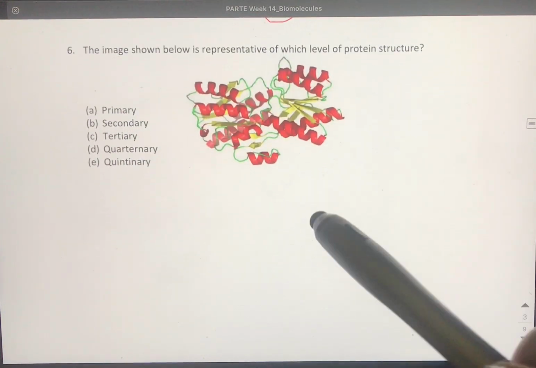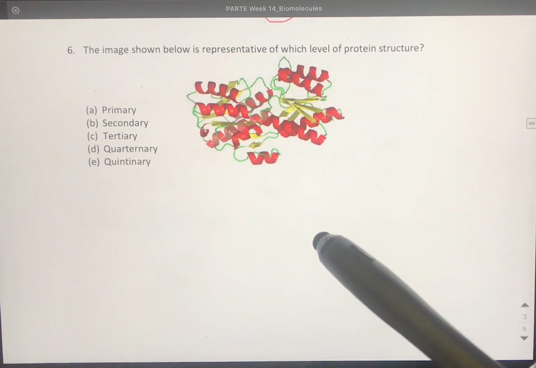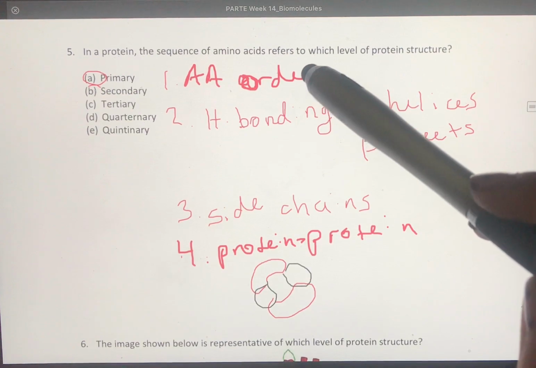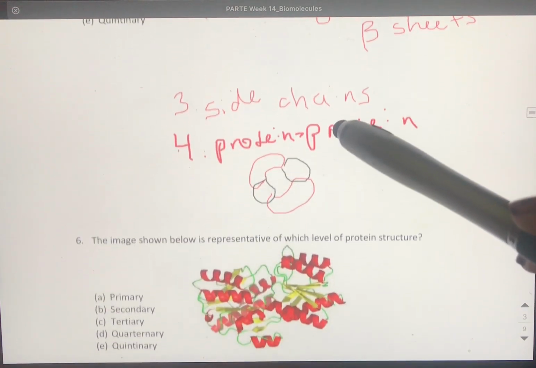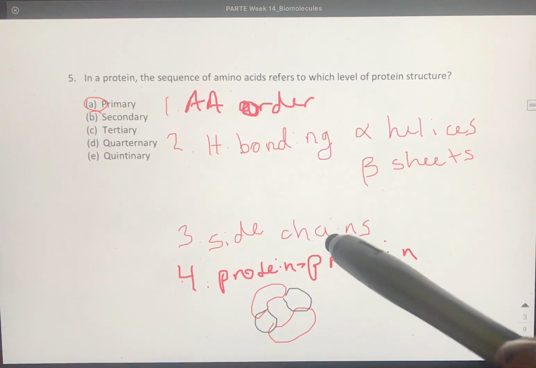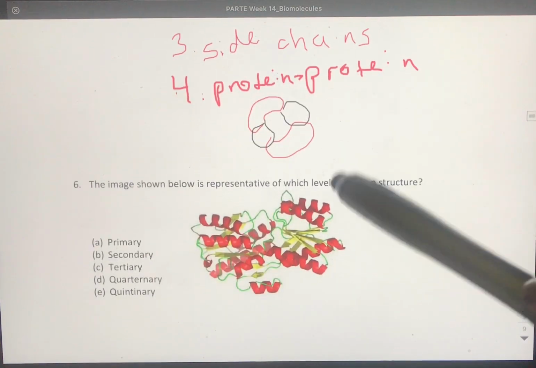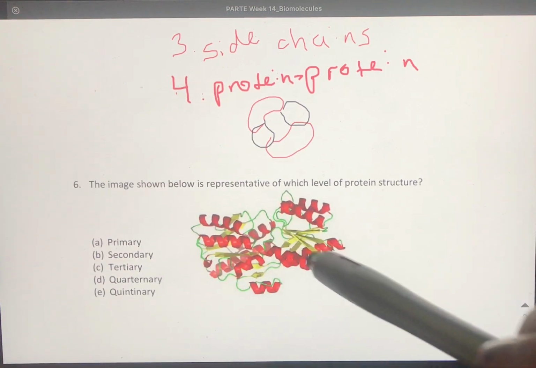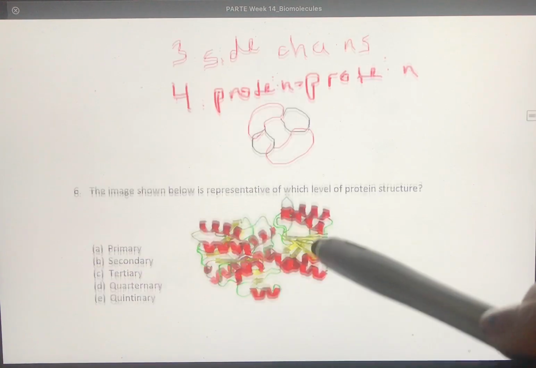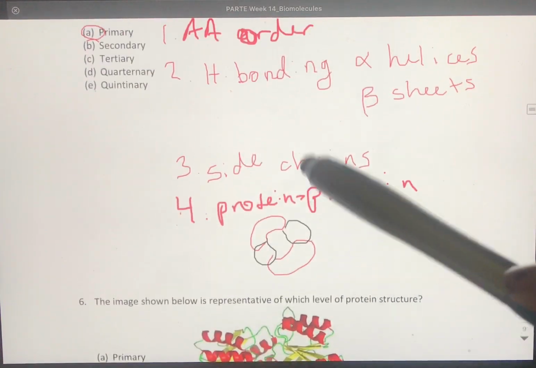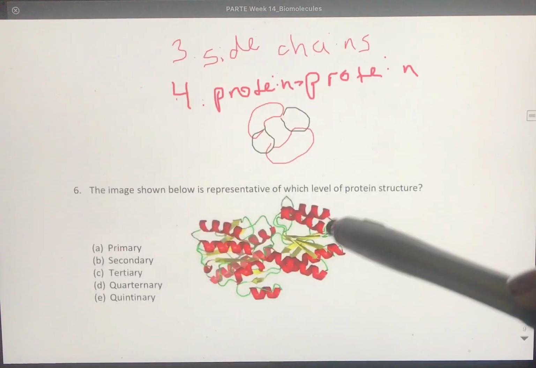So this image represents which level of protein structure. So if we go back to our list, it's not just amino acid order because we have shapes. It's not going to be just H bonding because we have more than just these alpha helices, and these yellow lines are supposed to be beta sheets. But we see the entire shape of the protein. So that's at least going to be tertiary.